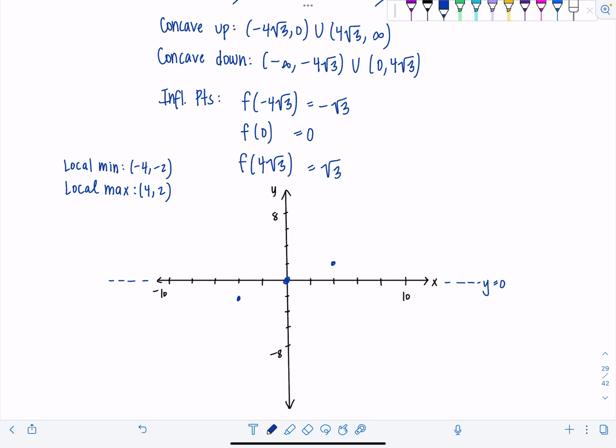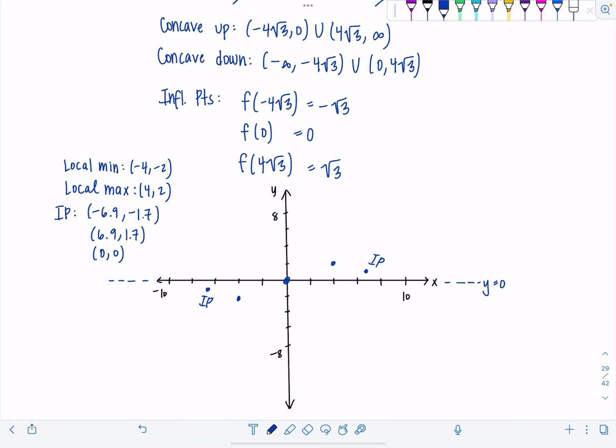And then we have inflection points as well. We already know negative 4 rad 3 is about negative 6.9, and then negative rad 3 is about negative 1.7. And then 6.9, 1.7, and 0, 0. Those are all inflection points. So show them, or do your best to show them. So negative 6, 2, 4, 6, and a wee bit more, negative 1.7. There's an inflection point. And then on the other side, 2, 4, 6.9, positive 1.7, maybe right there.